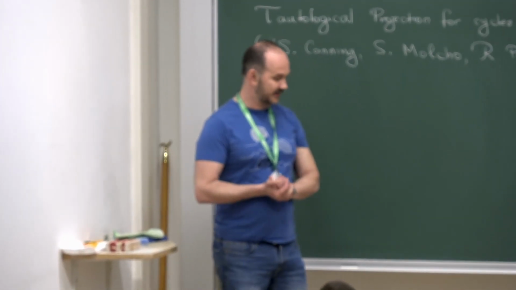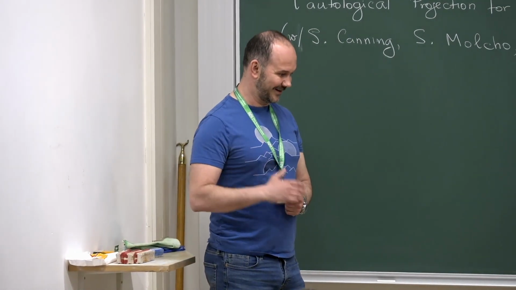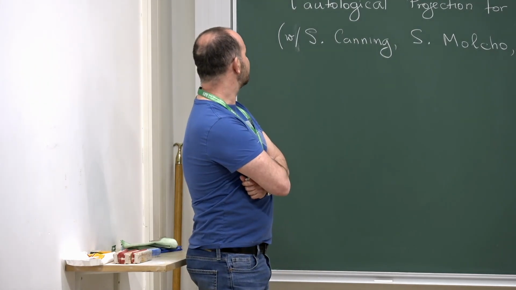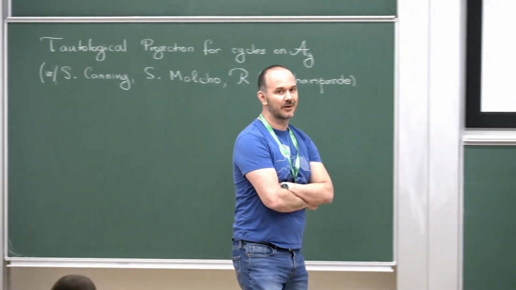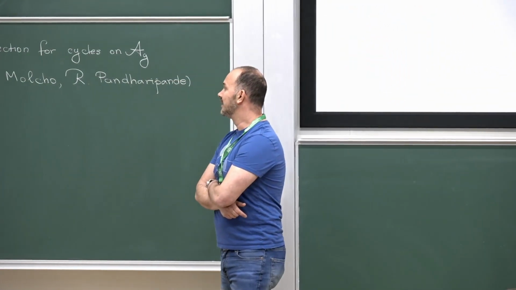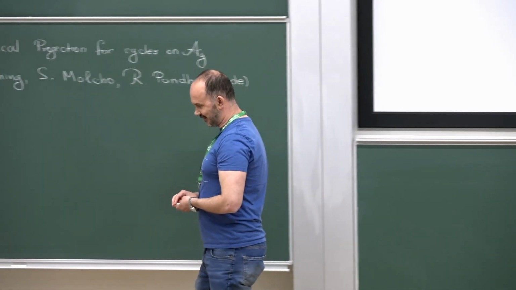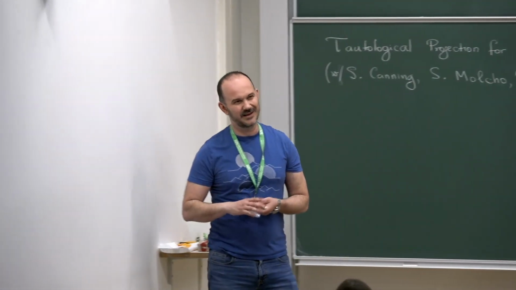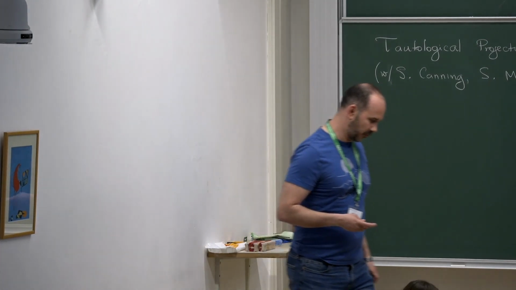All right, thank you very much for the invitation to speak at this event, and for the invitation to be in Cambridge, where I've been for 4 weeks at this point. So I will speak about tautological projection for cycles on AG, and I will report on recent joint work with Sam Canning, Sam Molcho, and Rahul Pandharipande. We've been thinking about the moduli space of abelian varieties for about a year and a half now, and we have some results to report on.